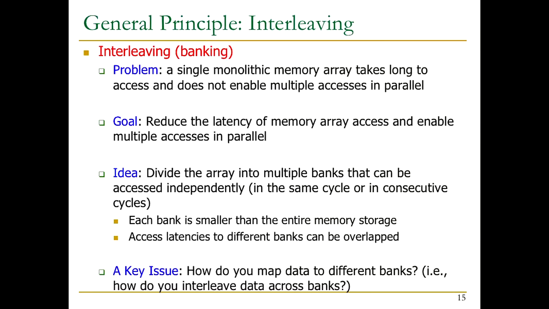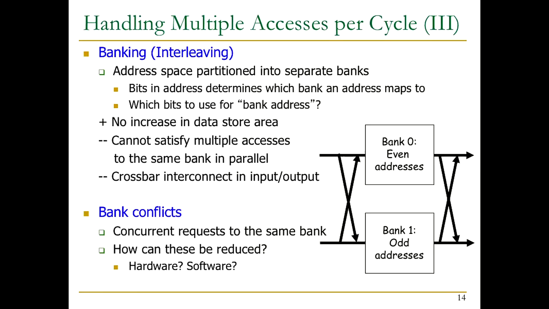Okay, a key issue, same issue as before. How do you map data to different banks? How do you interleave data across banks? There's something over here that I didn't really discuss. This picture doesn't depict it really well. This picture shows a crossbar interconnect.